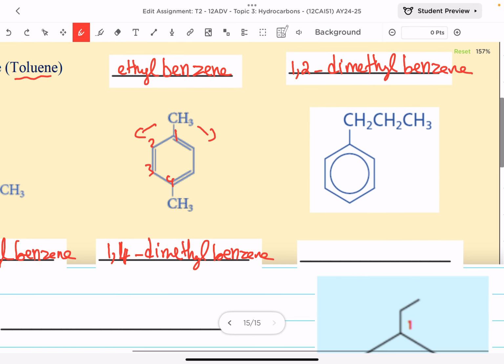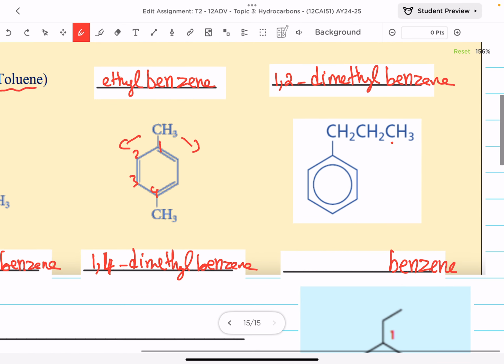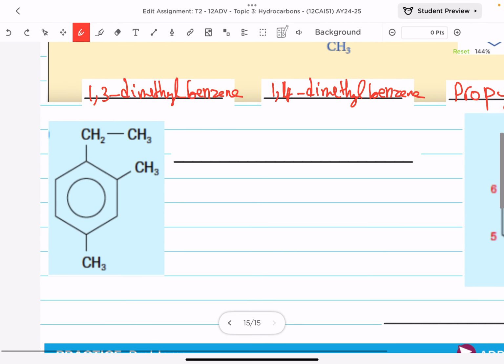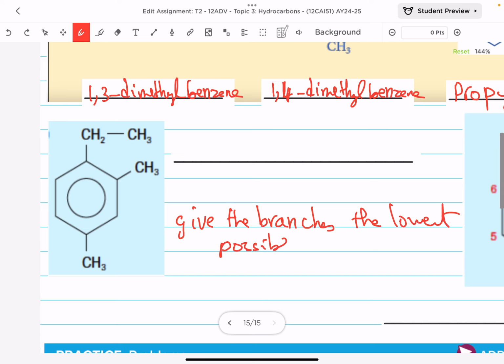Now, here again, another structure of benzene, but the branch on it is different from the examples that I gave. This branch is made up of 3 carbons. It means it's a propyl benzene, and there's no need to number it because it's one branch. Now, let's look at more challenging examples. Always keep in your mind that the priority is to give the branches the lowest possible numbering.